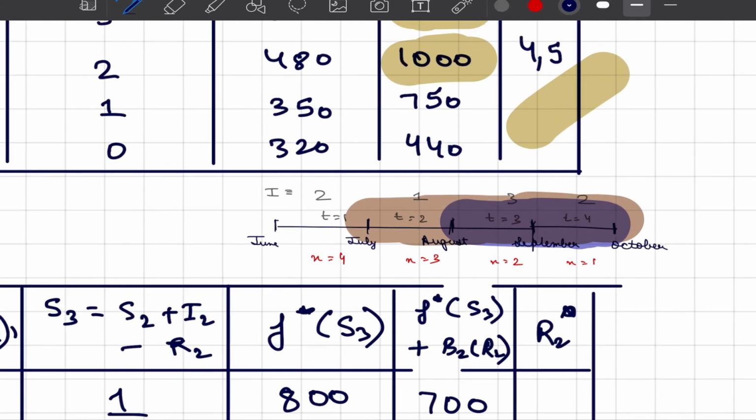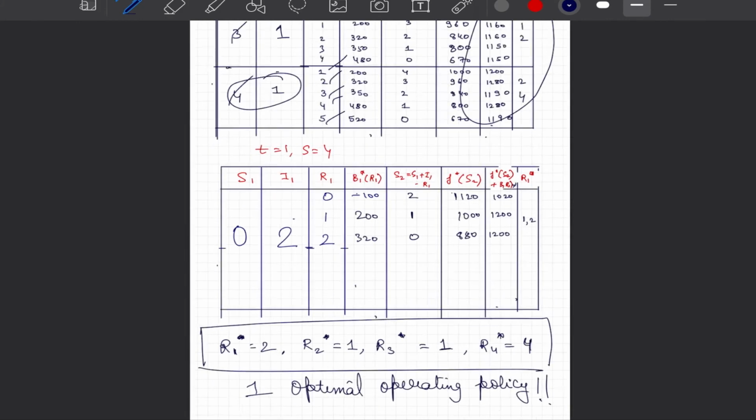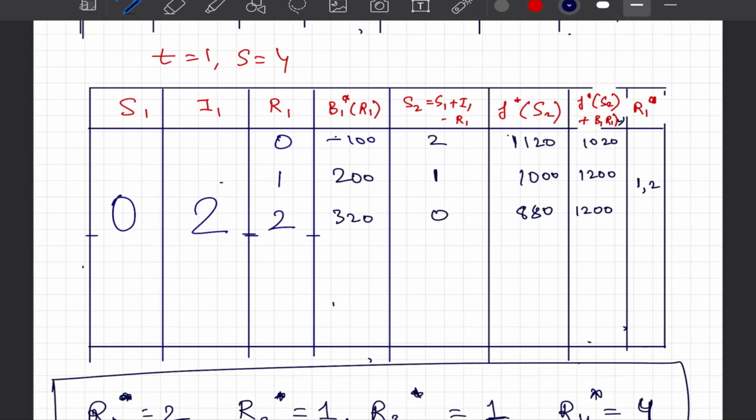That means we know that here our state can only take the value, storage has to be equal to 0 at beginning of this period. So in the last case, we are left with a very simple table that our state has to be 0. Our inflow is equal to 2. That means our release in this case can be either 0, 1 or 2. If release is 0, immediate gains are minus 100, 200, 320. And our storages at the beginning of next period are going to be 2, 1 and 0.